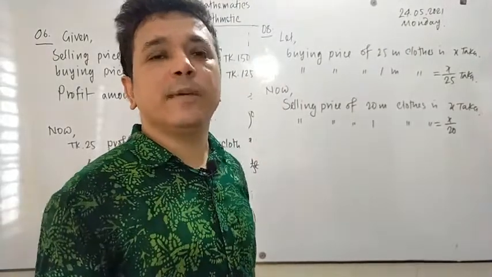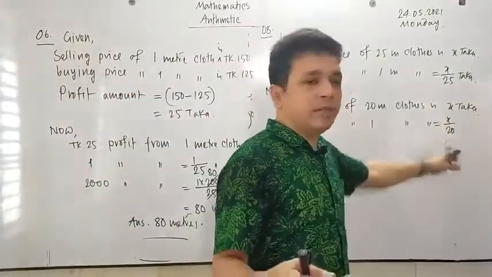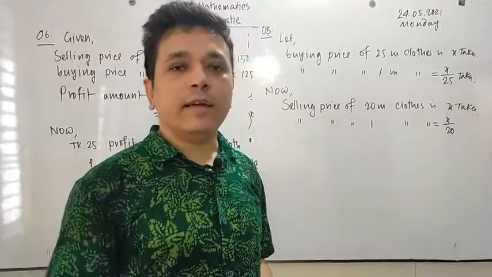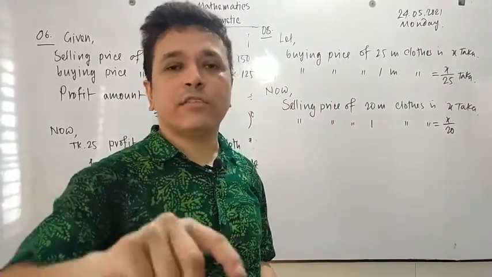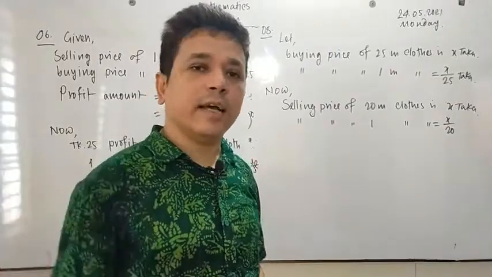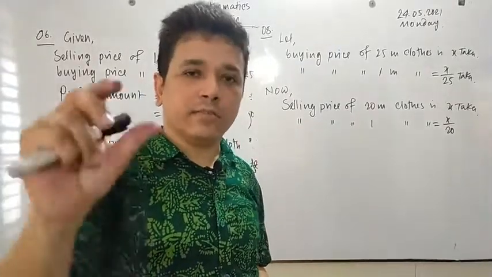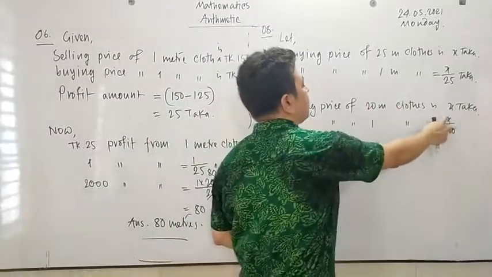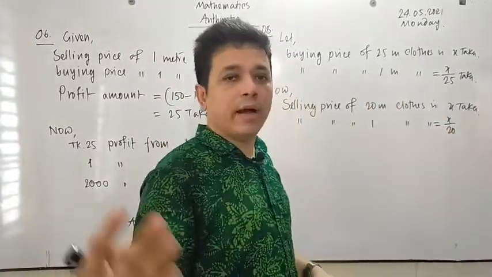So which one is bigger? Of course X divided by 20. When the denominator is smaller, the fraction is greater than the other, because a smaller denominator gives a greater fraction. So this one is of course bigger. I hope all of you understood why it is bigger.